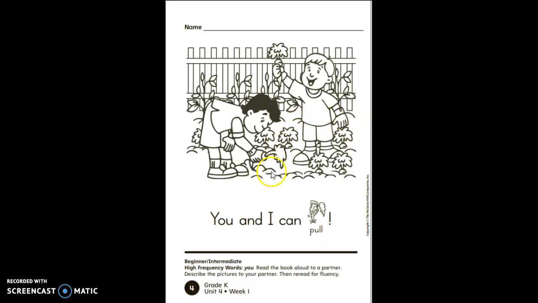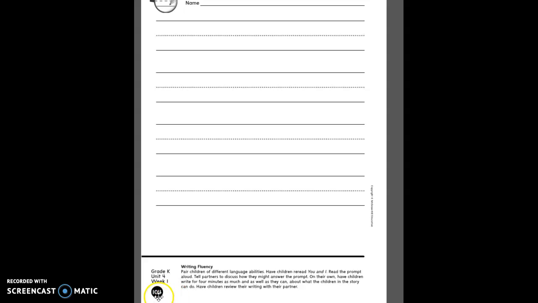You can see in the picture they're pulling out the plant and it looks like a carrot. So they planted carrots. So let's write about that. So now go back to page 104 and we're going to write a sentence about what the boy in the story did.